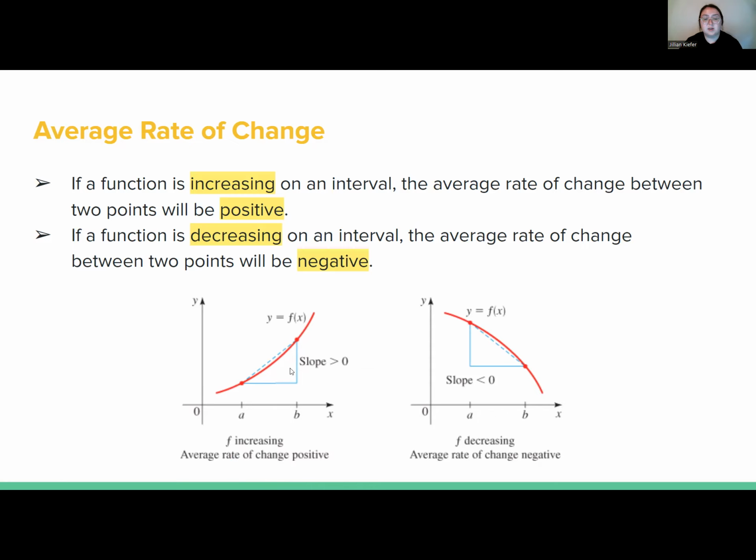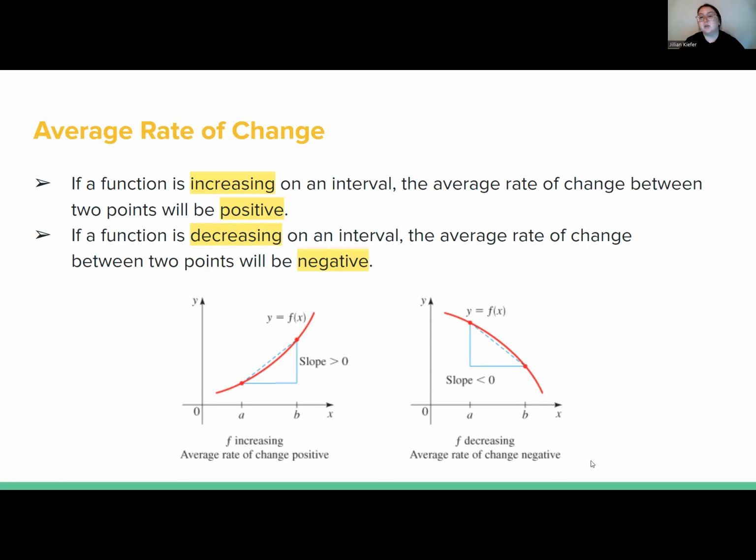Our slope is greater than 0 because our line is going upwards. Then on our right-hand side, we have our other graph. Our function here is decreasing, it's going down. Reading from left to right, since this line is a negative slope or a decreasing slope, our average rate of change has to be negative.